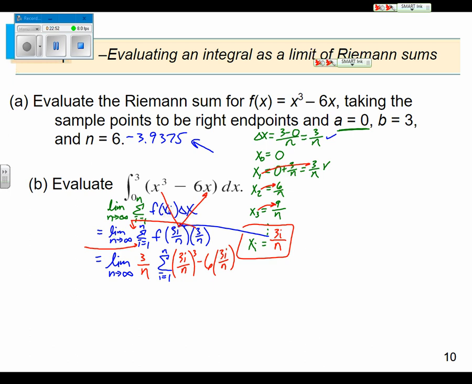Okay, let's do some cleaning up here. So I've got the limit. I'm going to get rid of my subscripts for just a minute. That's 3 over n. I'll bring them back later. And then the sum, let's see, 3i cubed, that is going to be 27i cubed over n cubed. And then 6 times 3i over n is just going to be 18i over n. Just did some multiplication on that step.